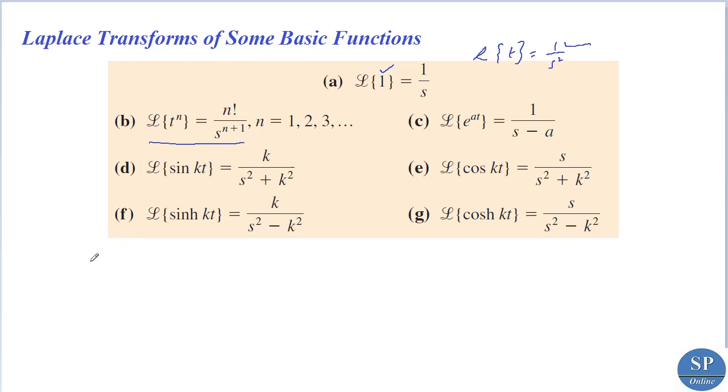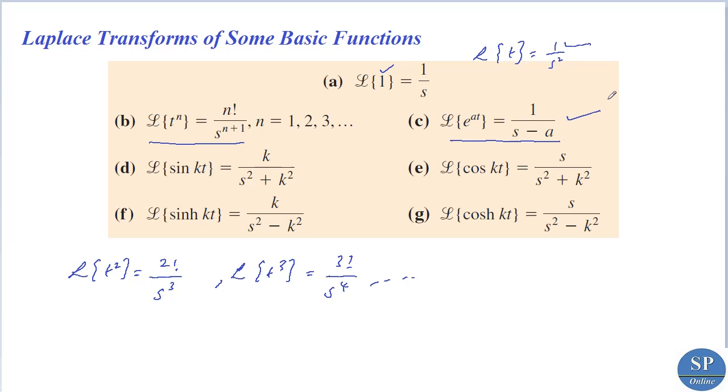If n equal to 2, then we have L of t square is equal to 2 factorial divided by s power 3. L of t cube is equal to 3 factorial divided by s power 4, etc. Next one is L of e power at is equal to 1 by s minus a. This also we proved in the previous lecture. The Laplace transform of the exponential function e power at is equal to 1 by s minus a. So L of e power minus at will be 1 by s plus a, replacing a by minus a.